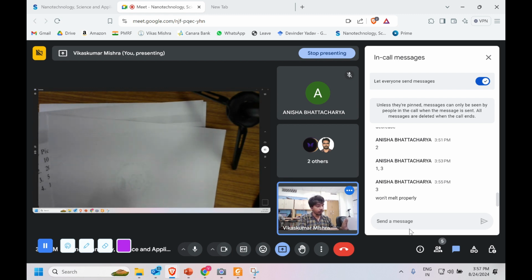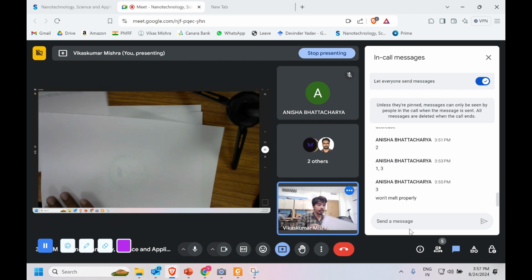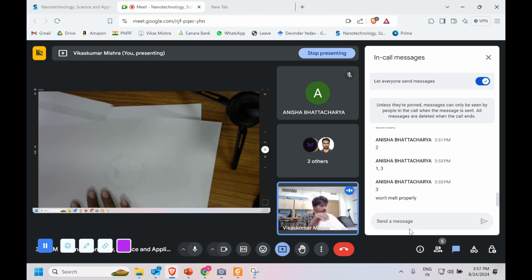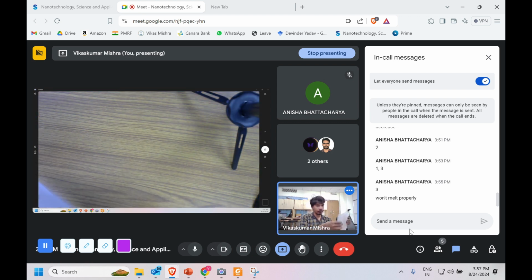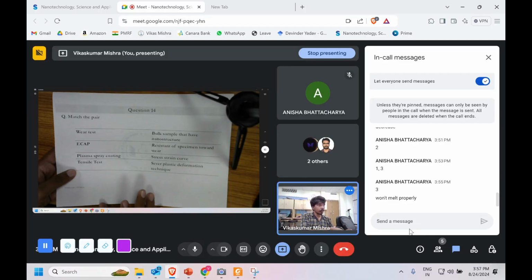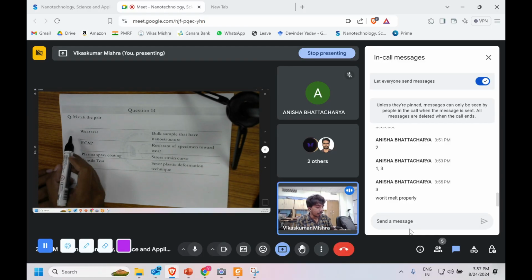I have printed 13 twice. Okay, 14. Let me mark them first. One.